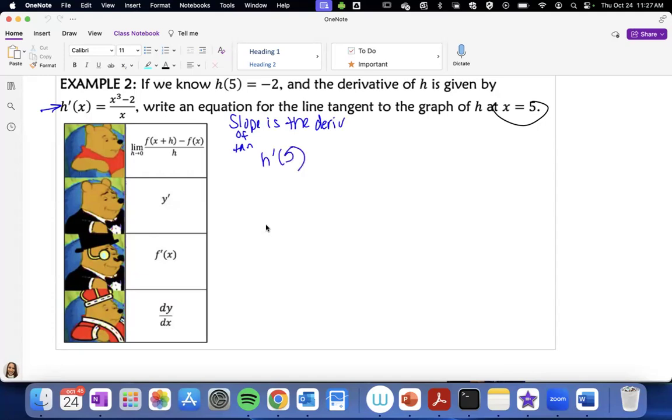You plug it in to this x cubed minus 2 over x. So 5 cubed minus 2 all over 5. Okay? You get h prime of 5 is, do you guys know 5 cubed? 125. So that's 125 minus 2 is 123 fifths. Let's just leave it like that. 123 fifths. So that is the slope of the tangent line.